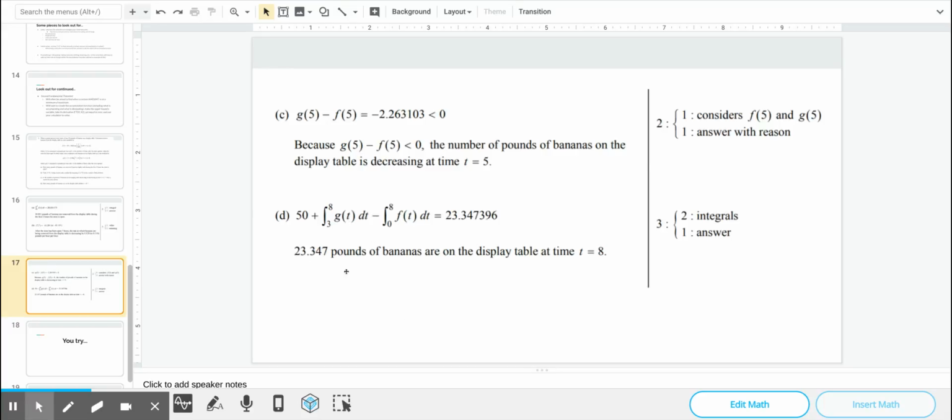And there's your answer. You get your answer in pounds of bananas, not pounds per hour, not pounds per hour per hour. These are just the number of bananas on the display table at time t equals 8.